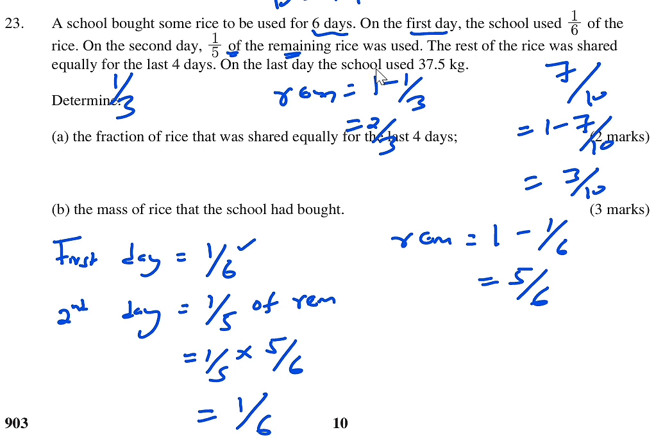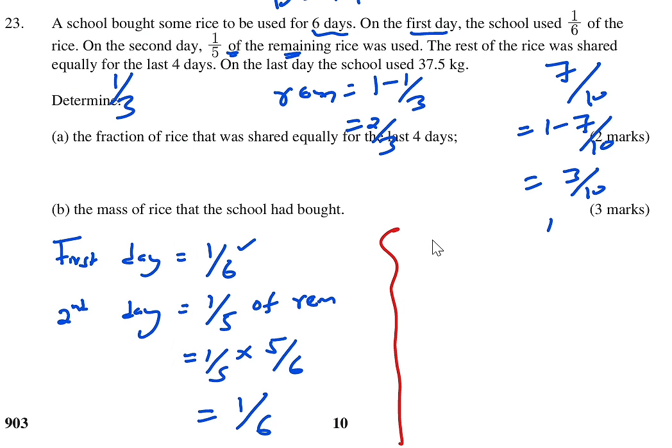We continue. The rest of the rice was shared equally for the last 4 days. So the rest is what remained after day 1 and day 2. We add the two: day 1 used 1/6 plus day 2 also 1/6. We add this and you see it is 2/6, which is equivalent to 1/3.